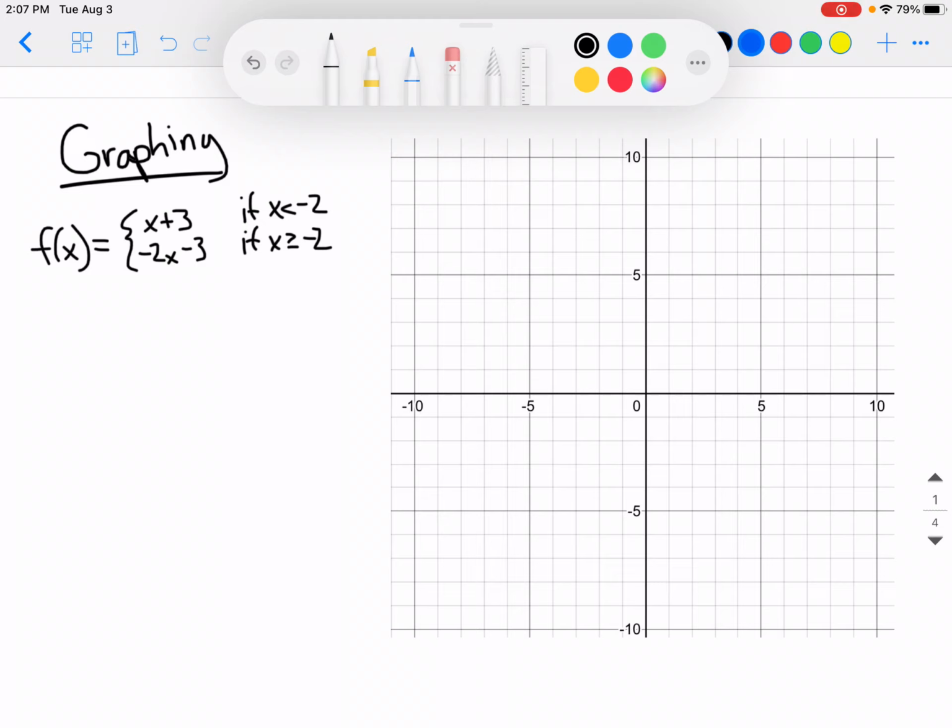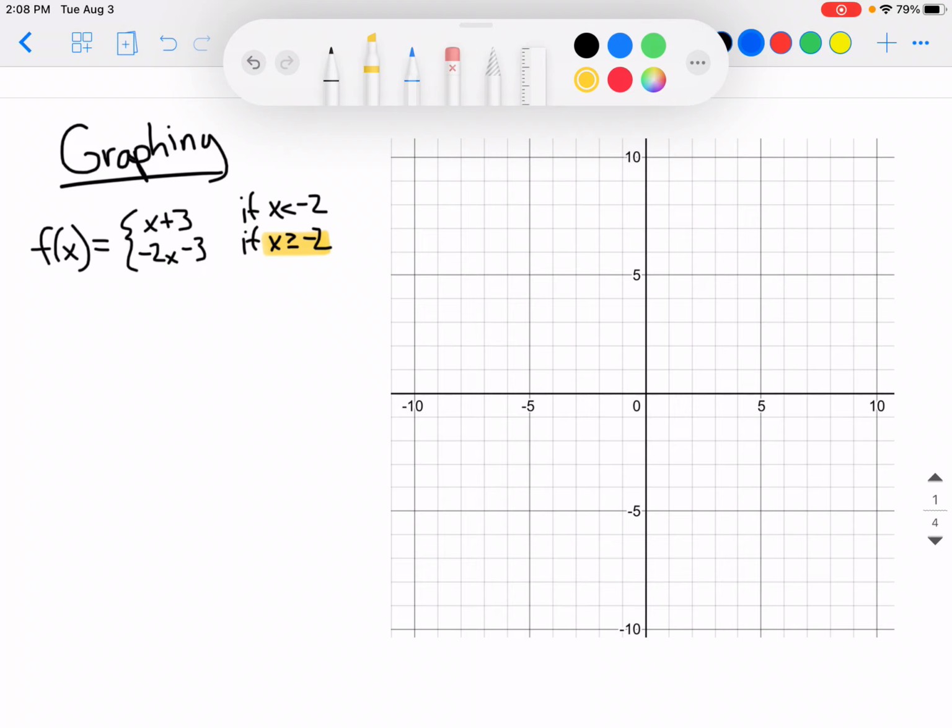Now, a couple of things. One, pay attention to which one has the greater than or which one has the equal to. Because if these lines don't end up matching up, we will have an open circle for the top one, and then we're going to have a closed circle wherever we are at negative 2x minus 3.